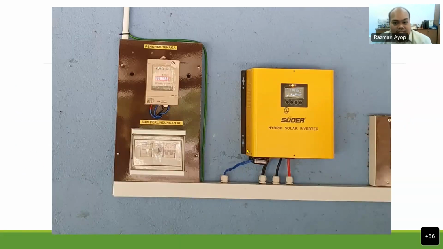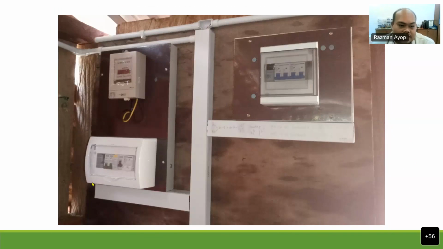This is the image of the hybrid solar inverter. You can see here this is the energy limiter. This is the AC switch. For a real system, you need to have a miniature MCB, a circuit breaker, for safety. You can see here the yellow and green one is the grounding, the earth. And the DC distribution board is here. So this is another image.